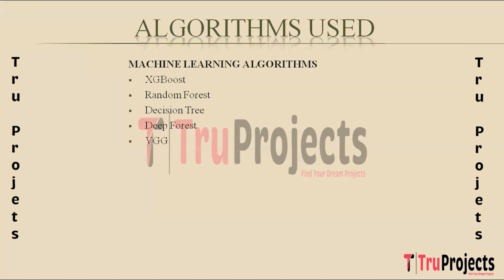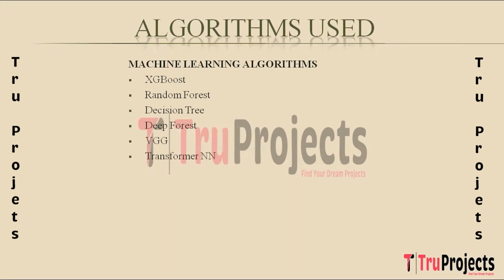The next one is VGG, that is Visual Geometry Group. So VGG, a convolutional neural network, excels in feature extraction from complex data. Its deep architecture aids in learning intricate patterns in malware datasets, contributing to accurate predictions.